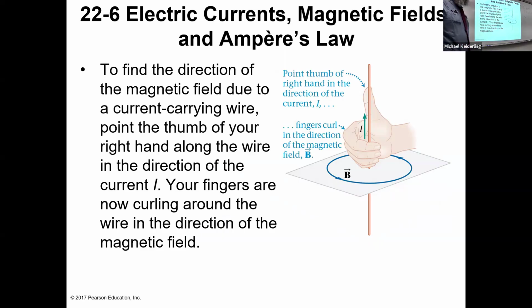You take your right hand, point your thumb in the direction of the current, and your fingers will curl in the direction of the magnetic field. So if I have a wire, I would grab the wire with my thumb pointing in the direction of the current. My fingers will wrap around the wire in the direction the magnetic field goes around it. So again, right hand.